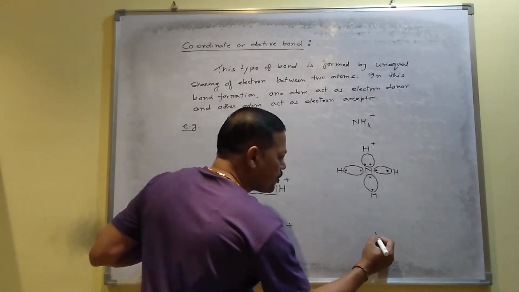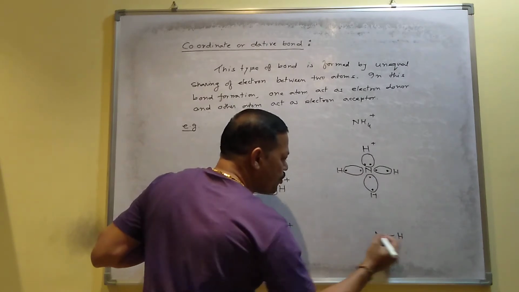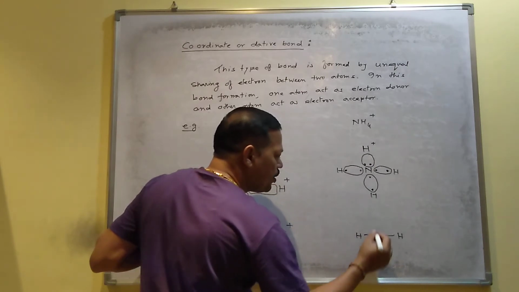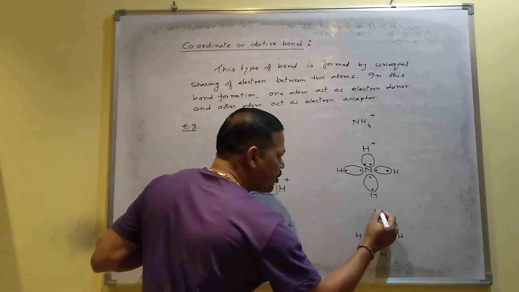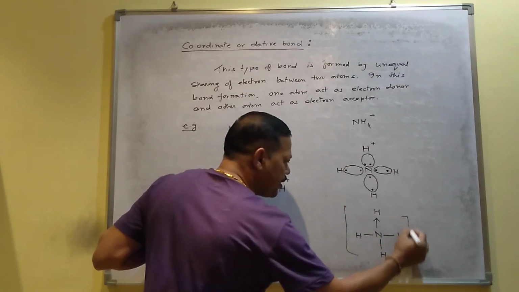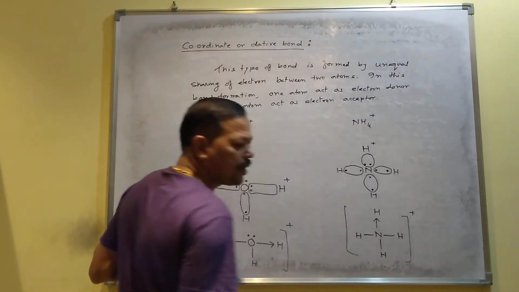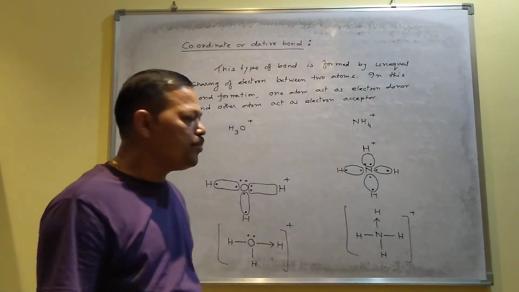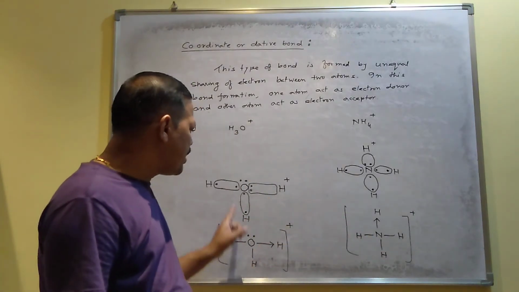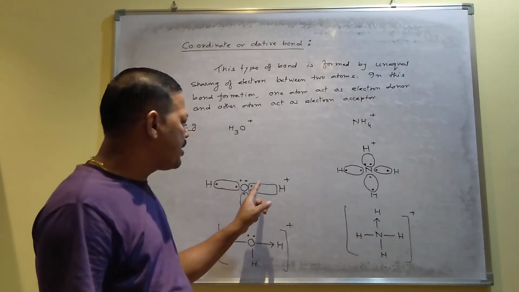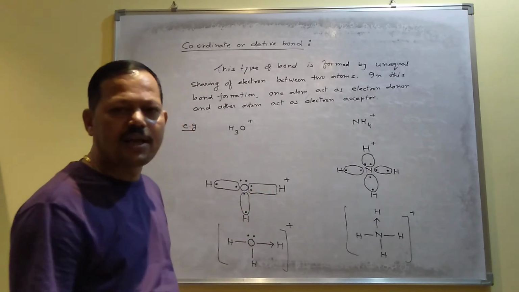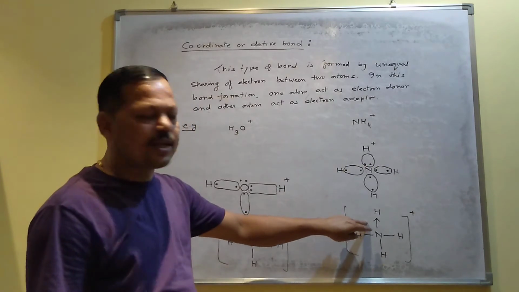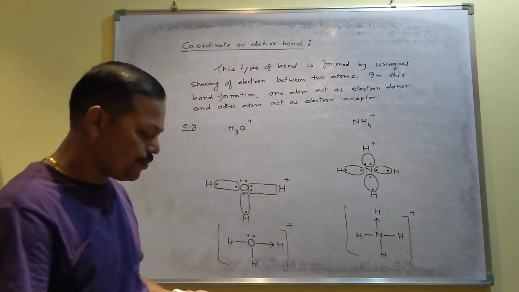So this side one covalent bond, this side one covalent bond, equal sharing, this side one covalent bond and this side one dative bond like this, and the positive charge coming outside of the square bracket like this. So this is called the coordinate or dative bond. Covalent bonds are formed by equal sharing of electrons, and dative bonds are formed by unequal sharing of electrons. And this dative or coordinate bond is represented by putting an arrow.